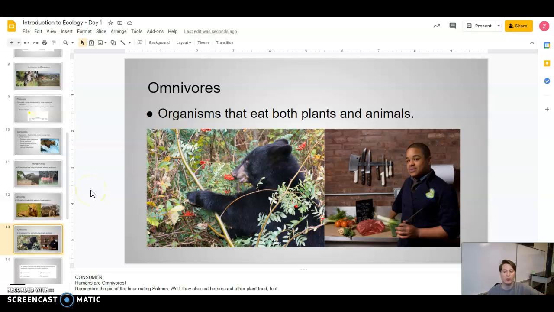Omnivores. We've covered herbivores. They eat plants. Carnivores, they eat just meat. So now we have a mix of the two: organisms that eat both plants and animals. Right? We have a picture of a bear. Remember we saw the picture of the bear eating a salmon. But bears can also eat plants. They also eat wild berries too. And look who else is an omnivore. Omnivores eat plants and meat. Humans are omnivores. We eat both.